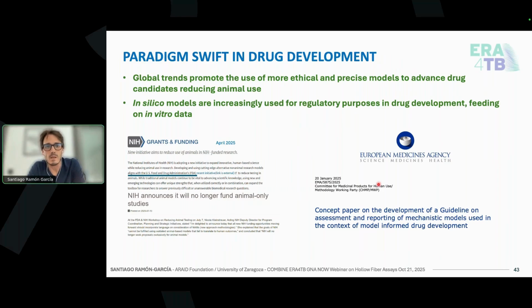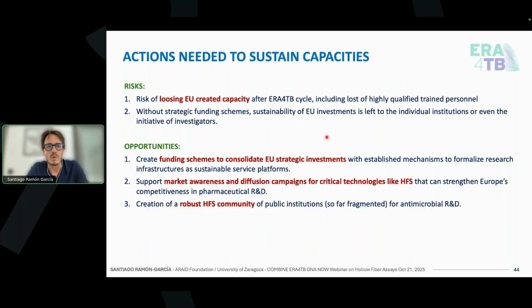And then some risk that is specific maybe for us, for ERA4TB, in which we have the risk of losing the capacity that has been created under the ERA4TB consortium. This is especially due to lack of specific schemes for tuberculosis at the European Union level to sustain these investments. So here we have opportunities in that there should be specific funding schemes by the European Union to consolidate this investment and to make Europe a reference on this as well.